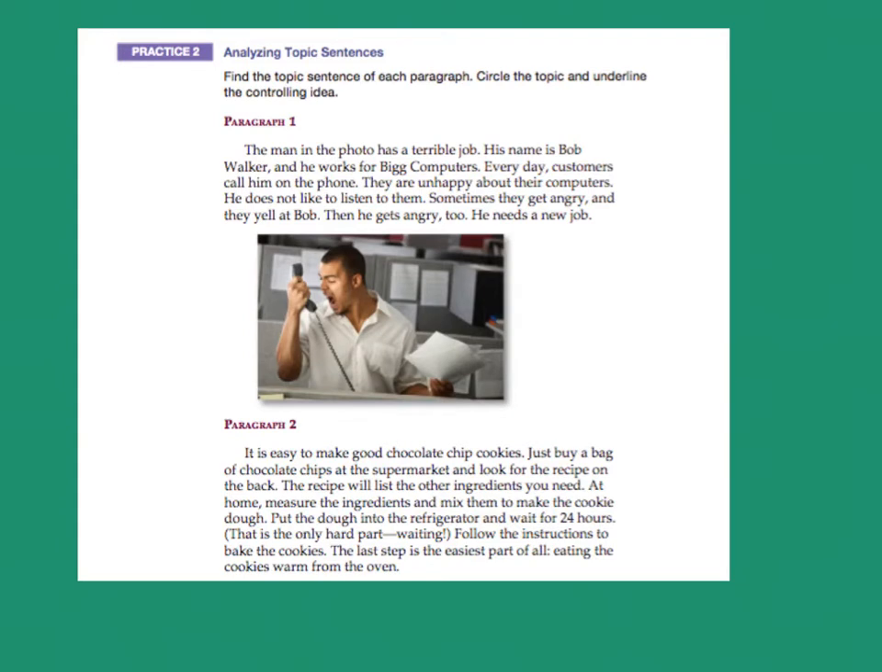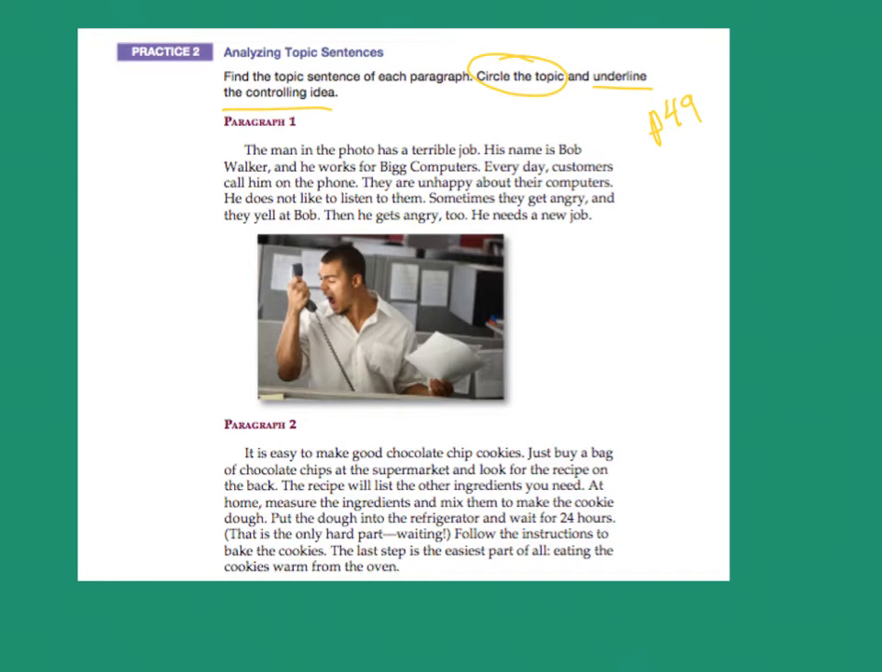Now let's look at the exercise on page 49. It says to find the topic sentence of each paragraph and then circle the topic and underline the controlling idea. So let's look at paragraph 1 together.